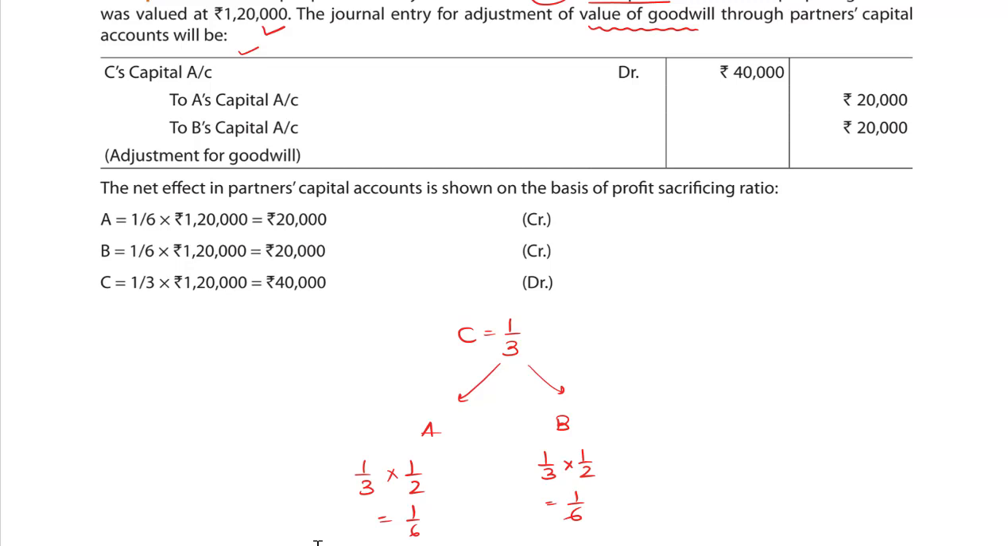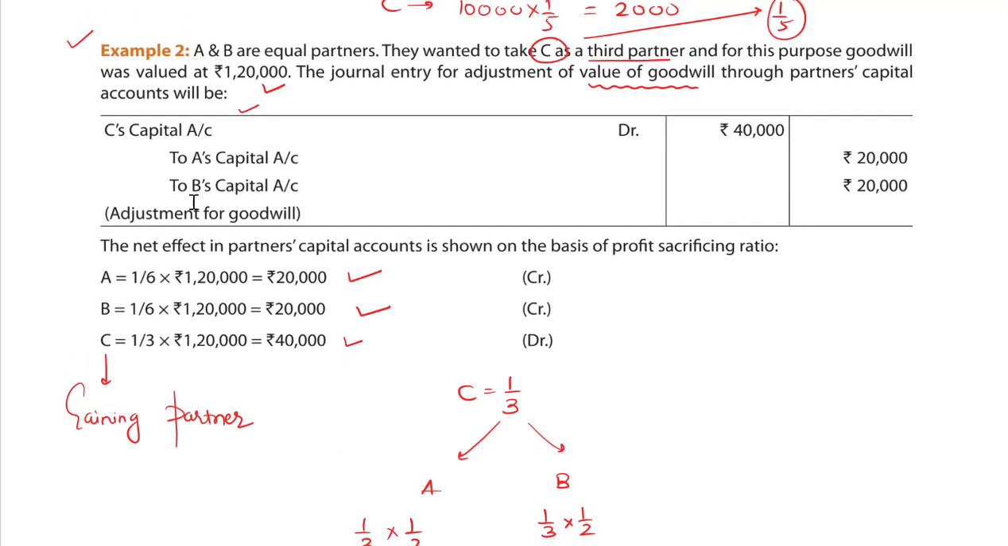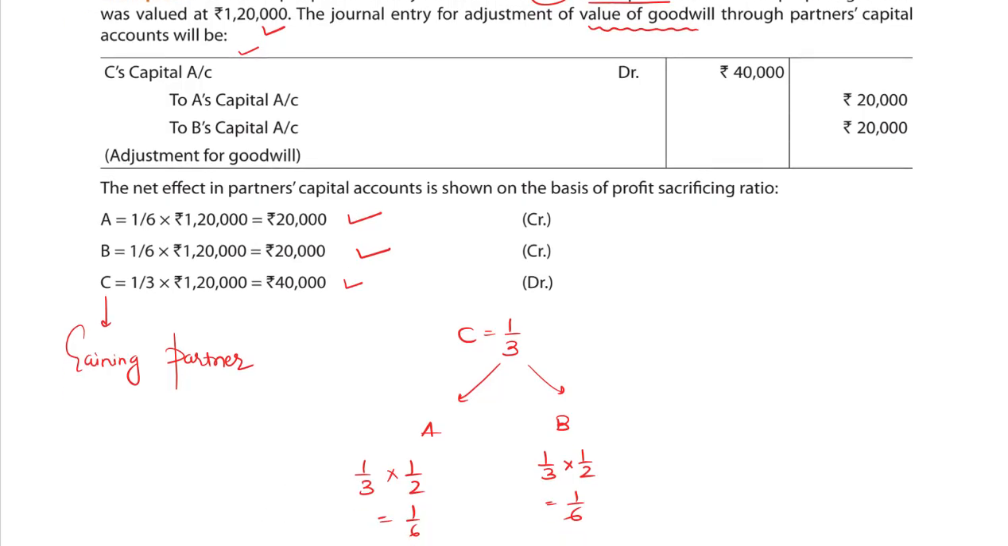1 by 6 multiplied by 1,20,000, that is the value of goodwill, that is 20,000 credit. B, 1 by 6 multiplied by 1,20,000, 20,000 credit. And C is a gaining partner. So 1 by 3 multiplied by 1,20,000, that is 40,000. So gaining partner's account debit to sacrificing partners. C's capital account debit 40,000, A's capital account 20,000, and B's capital account 20,000. I believe you understood. Let us continue.